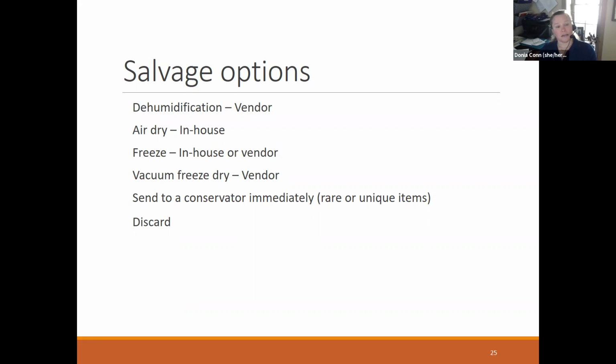But I wanted to get you thinking about some of these options so that you can start to incorporate them potentially into your disaster plans, but also incorporate them into any training that you do in terms of your disaster plan and disaster response.